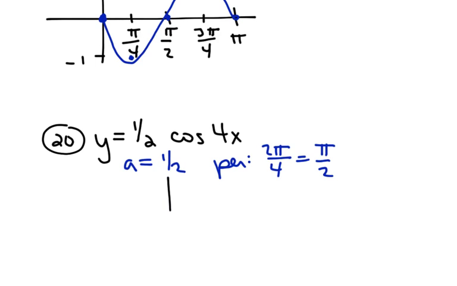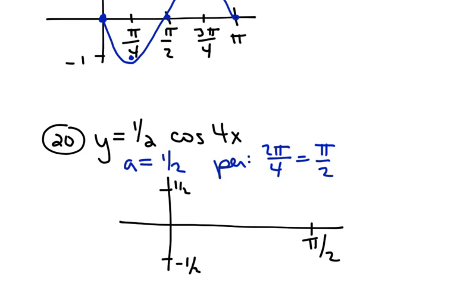So in order to graph this, I'm just going to call this 1/2 and this -1/2. The period is pi over 2, which means that this is pi over 4, this is pi over 8, and this is going to be 3 pi over 8.